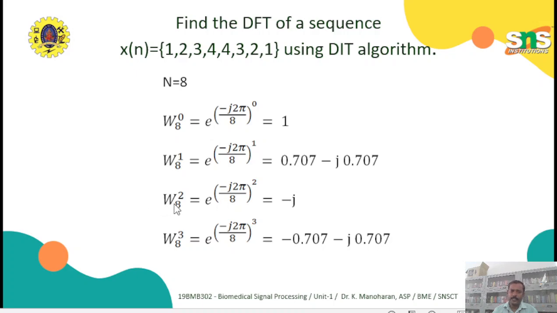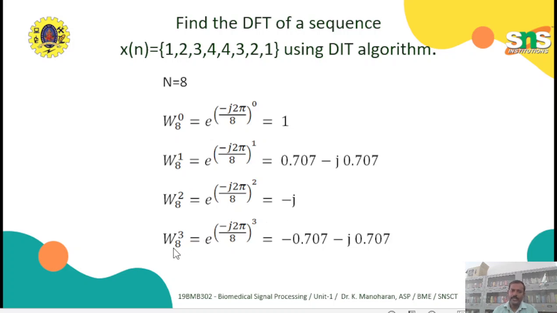Then W8^2 is e power minus j 2 pi by 8 into 2. 2 into 2 is 4, and cancelling with the 8, we get e power minus j pi by 2. That is cos pi by 2 minus j sin pi by 2. We know that cos pi by 2 is 0 and sin pi by 2 is equal to 1, so we get minus j into 1, that is equal to minus j.